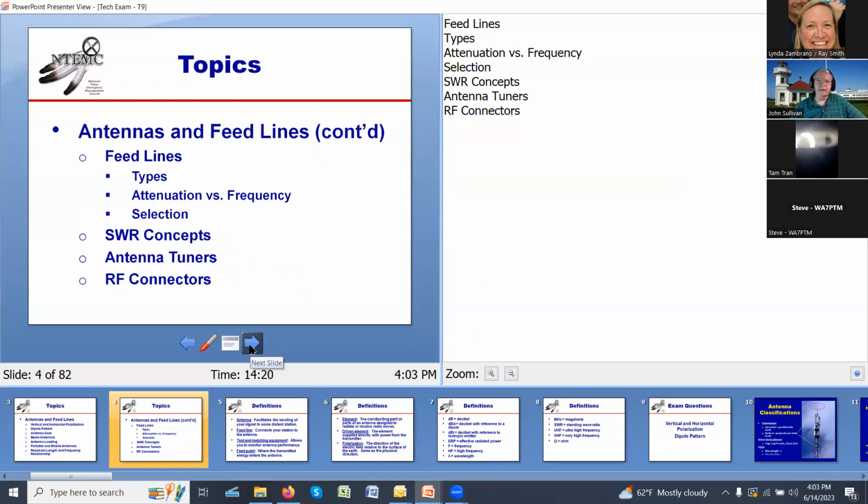We're going to be talking about types of feed lines and concepts of attenuation and how it varies with frequency, and selection of feed lines. We'll talk about the concept of SWR, standing wave ratio. Talk a little bit about antenna tuners and RF (radio frequency) connectors, what connects coaxial cables and antennas together and radios. So those are the main topics.